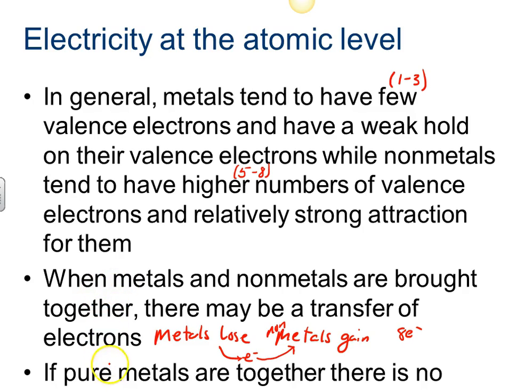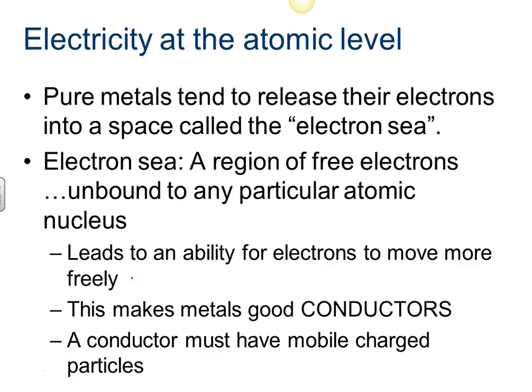If pure metals are brought together, there's no tendency to exchange electrons. There's no attraction of electrons of one metal atom to electrons more so than another. So if we have, for instance, pure copper, we're not likely to see one copper atom attracting electrons more so than another because their attractions should be essentially identical. So pure metals have a tendency, because they have weak control over their electrons, to just release them from their atoms.